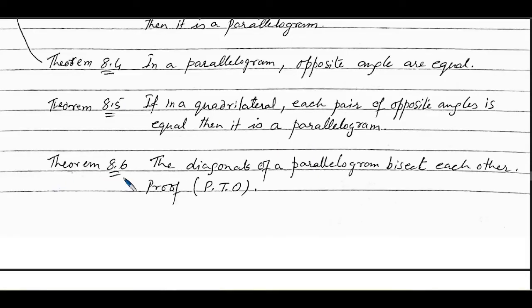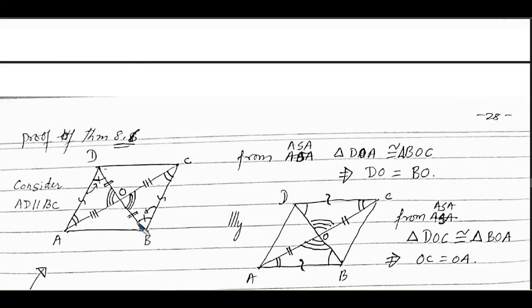So theorem 8.6: the diagonals of a parallelogram bisect each other. Diagonals bisect each other means that when you draw these diagonals of a parallelogram, they will bisect each other, meaning this arm will be equal to this arm and this arm. So how do you show that? Again, very similarly, you don't have to remember it like this. You just see the figure, draw the diagonal, then whatever you know, okay, I know that this angle has to be equal to this angle.